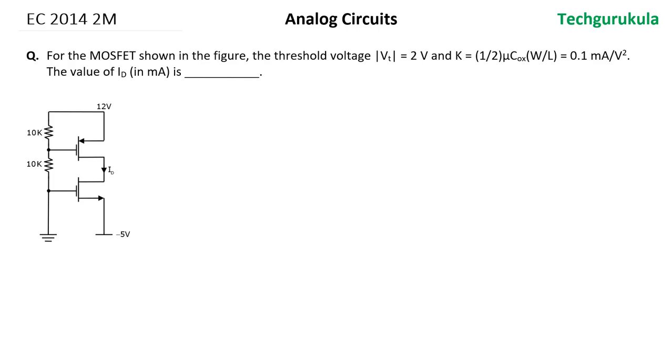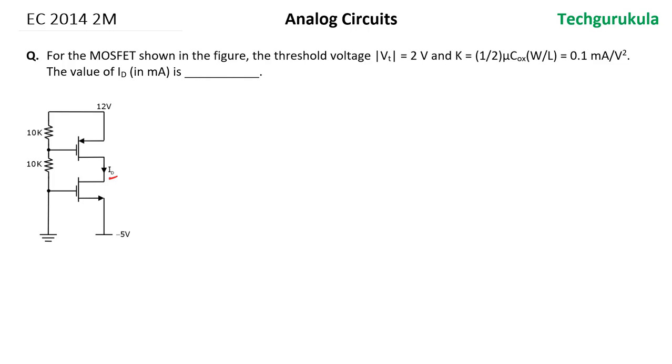For the MOSFET shown in the figure, the threshold voltage Vt magnitude is equal to 2 volts, which means the threshold voltage of NMOS is equal to the threshold voltage of PMOS, but of course the magnitude is equal to 2 volts. And K, which is half mu Cox W by L, is given as 0.1 milliampere per volt square. The value of ID in milliamperes is dash. In fact, ID is shown here.